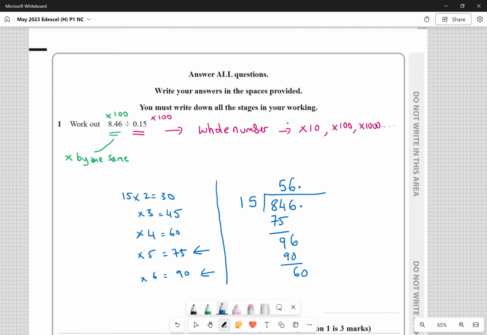So into 60 we have 4 times 15 is 60, so that's going to be a 4. So your final answer is going to be 56.4.